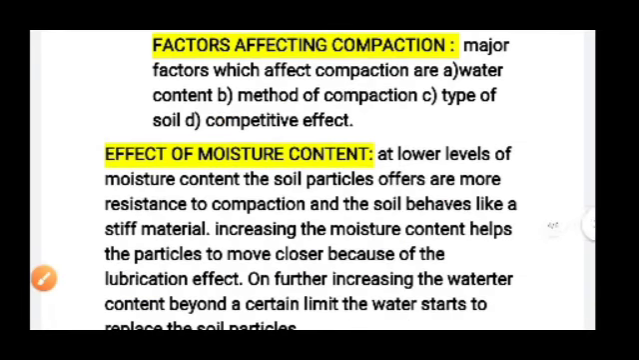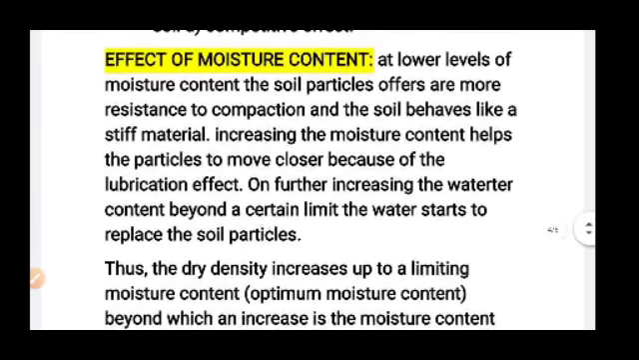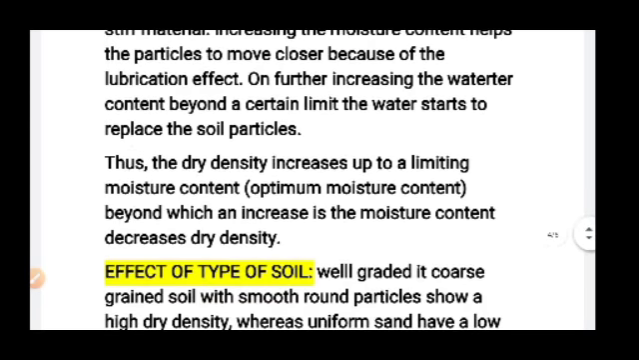Effect of moisture content. At lower levels of moisture content, the soil particles offer more resistance to compaction and the soil behaves like a stiff material. Increasing the moisture content helps the particles to move closer because of the lubrication effect. On further increasing the water content beyond a certain limit, the water starts to replace the soil particles. Thus, the dry density increases up to a limiting moisture content called the optimum moisture content, beyond which an increase in the moisture content decreases the dry density.